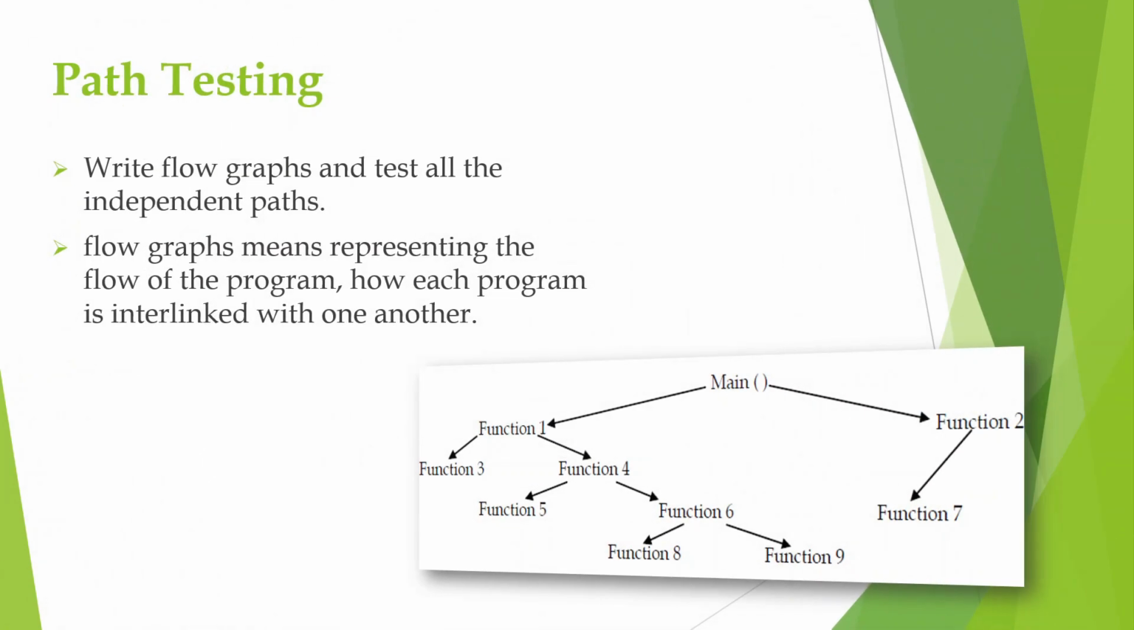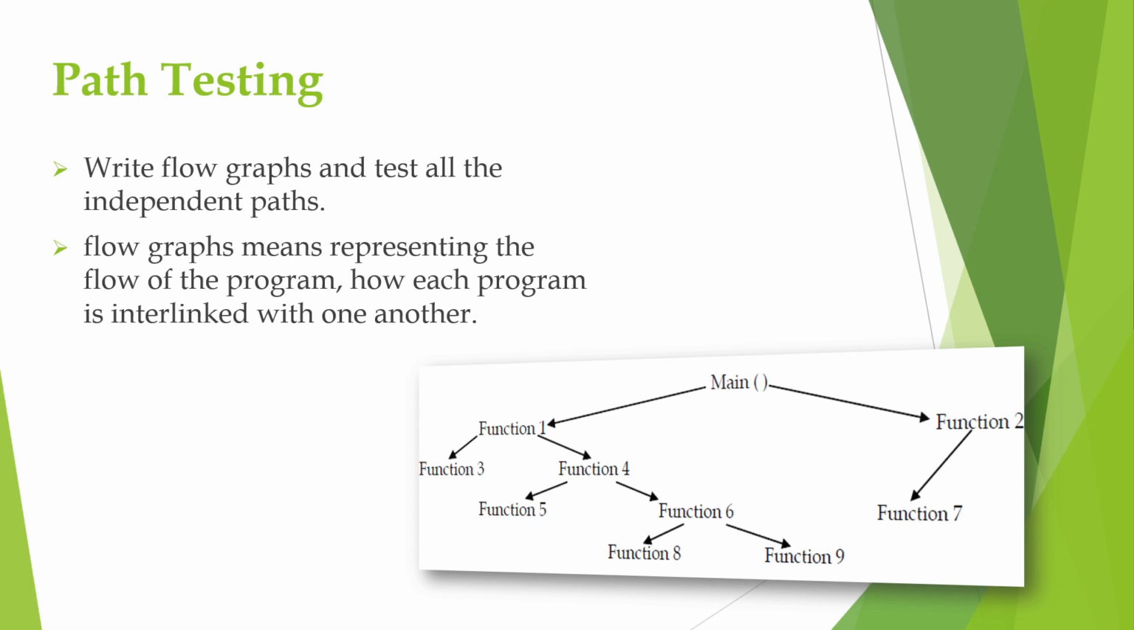In path testing, the developers will write the flow graph and test all the independent paths. Writing a flow graph means he will write the graphical representation of the flow of a program and how each and every program is interlinked with each other. We can see that in the below diagram here. Then, testing all the independent paths, the developer will set some parameters and test whether the program is correctly working or not. This is called path testing.